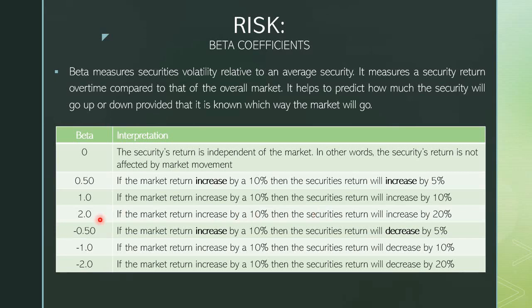But what if we have a negative beta? The magnitude remains the same. It's just that the reaction goes the opposite way of the market. For example, if the market return increased by 10%, then the security return will decrease by 5%. So it goes in the opposite direction of the market movement.